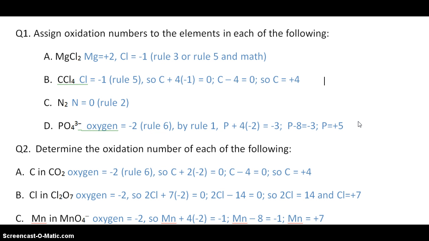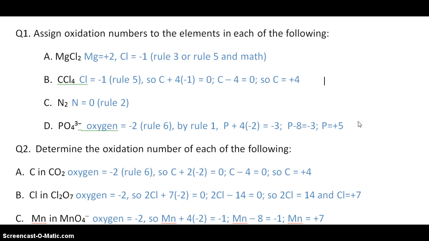And by rule 3, ions have the same oxidation number as their charge. And if you remember from nomenclature, chlorine has a charge of -1 when it's in an ionic compound as a monoatomic ion, and magnesium is +2.